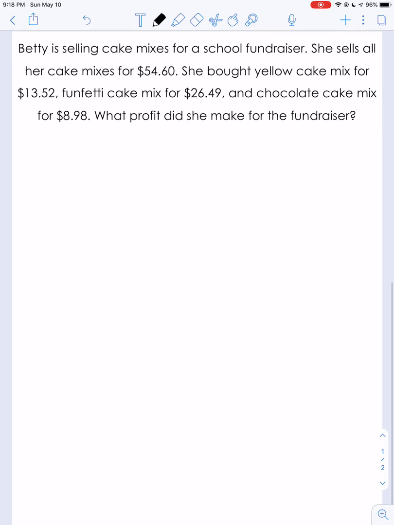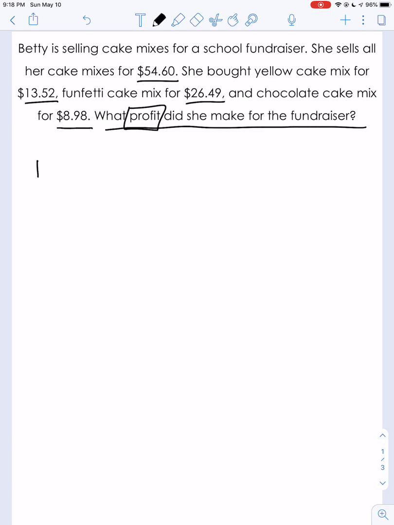Let's do one more. Notice that this problem doesn't have the visual cues. If that's a problem for you, we can go through and draw them. Betty is selling cake mixes for a school fundraiser. She sells all her cake mixes for $54.60. She bought yellow cake mix for $13.52, funfetti cake mix for $26.49, and chocolate cake mix for $8.98. What profit did she make for the fundraiser?